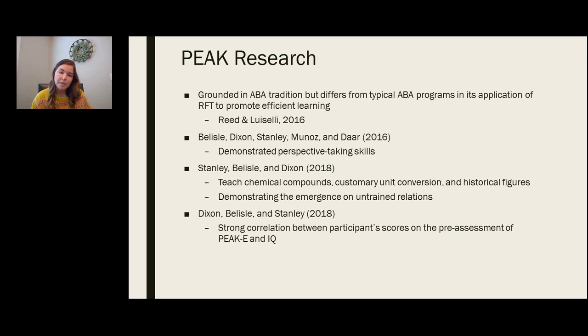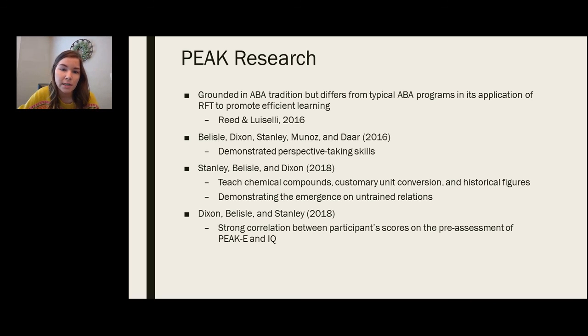And then PEAK research. PEAK is grounded in traditional ABA, but differs from the traditional ABA that we're used to in the past in its application of RFT to promote efficient learning. Belisle in 2016 did a study where they demonstrated perspective taking skills in children with ASD using the PEAK-T treatment.